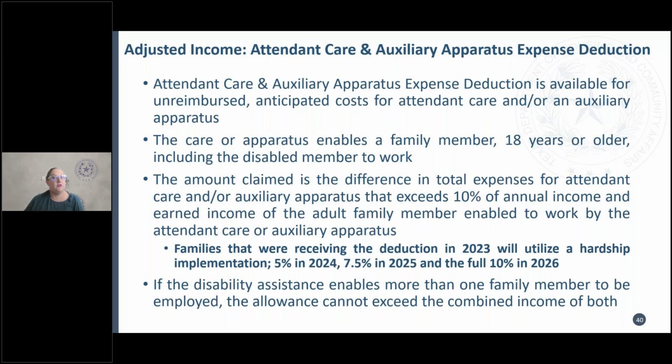This is available for unreimbursed anticipated costs for attendant care and or an auxiliary apparatus. The care or apparatus has to enable a family member 18 years of age or older to work, including the disabled member. The amount claimed is the difference in total expenses for attendant care and or auxiliary apparatus that exceeds 10% of annual income and earned income of the adult family member enabled to work by the attendant care or auxiliary apparatus. There is a hardship exemption in here if somebody was receiving the deduction in 2023.